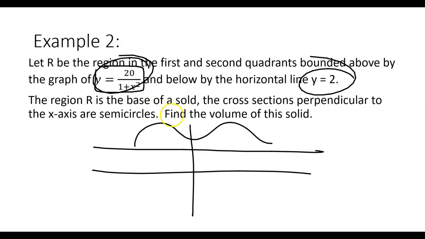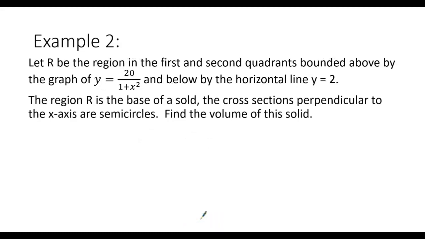The cross sections perpendicular to the x-axis are semicircles. So it says it's in the first and second quadrants. So that's why I only graphed it in these two quadrants up here. So we have the y function on top and y equals 2 here, and it's only in the first two quadrants. Now, this once again is a calculator-based question, so we can actually see the graph for ourselves, but we just need to make sure that we stick only to those top two quadrants. So let's go ahead and do that.